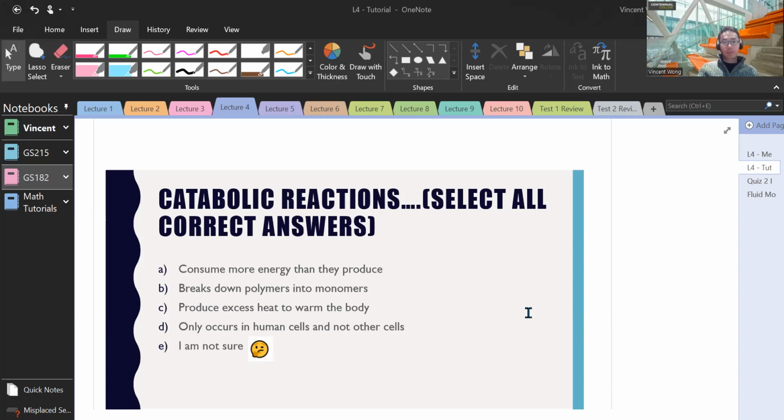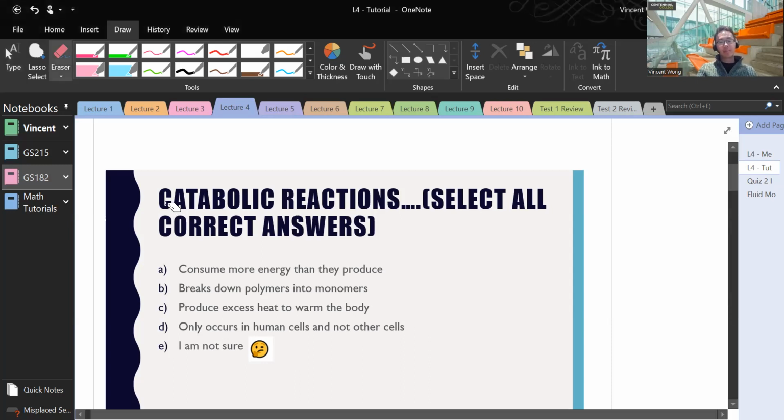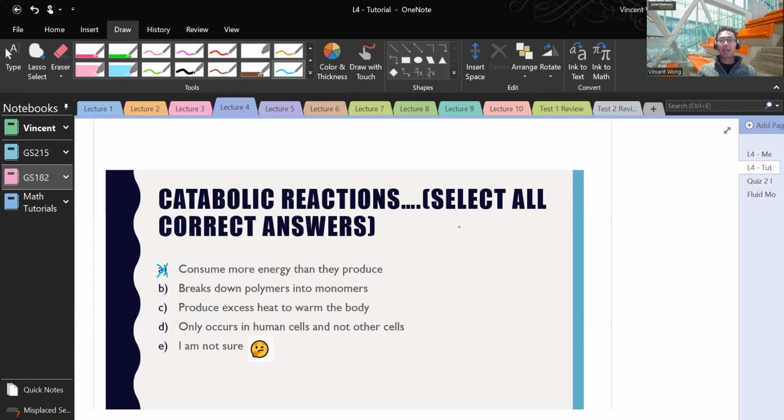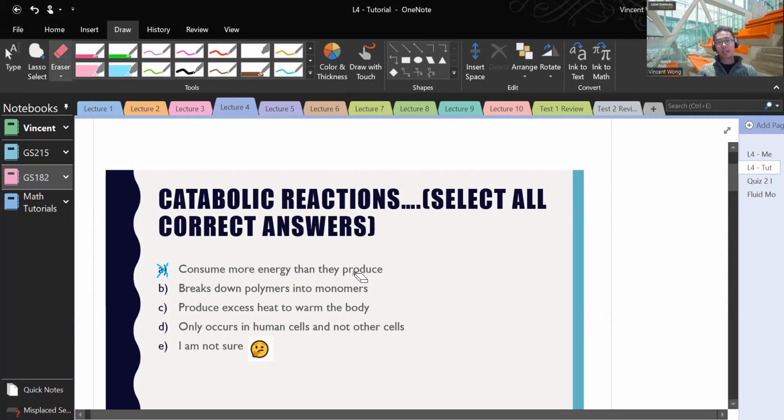Catabolic reaction. So that is the one where we are going to be breaking things down. Consumes more energy than they are produced. That is not true, right? The whole purpose of catabolic reaction is to allow us to create ATP, right? So if the reaction takes up more energy than they produce, then we wouldn't be left with any ATP at the end, right? So it should be the other way around. Okay? They actually produce more energy than they consume.